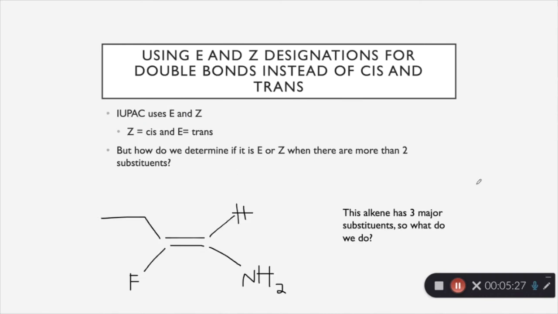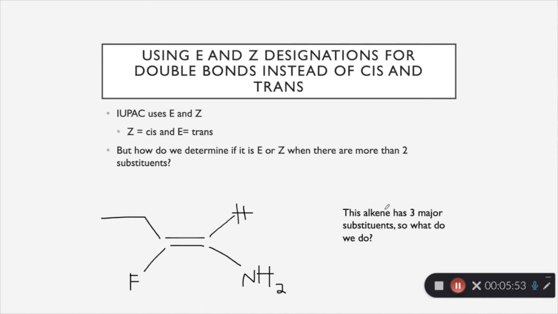So now we're going to talk about E and Z designations for double bonds instead of cis and trans. So when you are naming an alkene using IUPAC rules, they are going to use E and Z instead of cis and trans. And they correlate with each other, so Z would be the cis conformation and E would be trans.